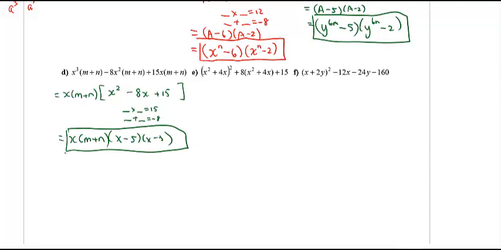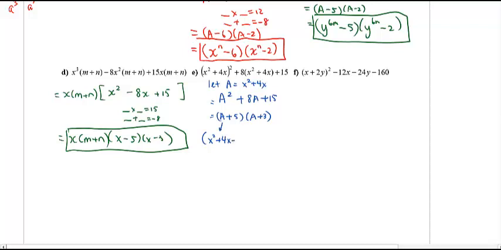E. Do you see the thing in the bracket? Yeah, that's like parts B and C. Maybe I'll make a substitution. This then becomes a squared plus 8a plus 15. I know how to factor this. Two numbers that multiply to 15 and add to 8. Yeah, that's just going to be a plus 5 times a plus 3. And then we resubstitute, so we get x squared plus 4x plus 5. And then we get x squared plus 4x plus 3. Done. Or are we?